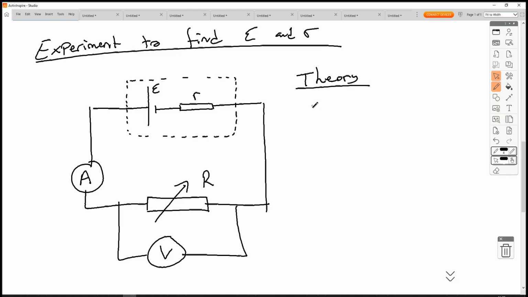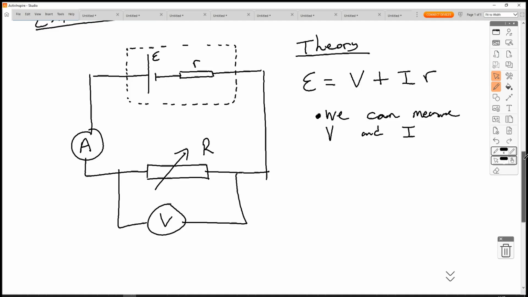We start by writing the equation out. EMF is equal to V plus IR. Now from here, we can measure V because we've got a voltmeter across our load resistor. We can measure I because we have an ammeter, so we can measure V and I.